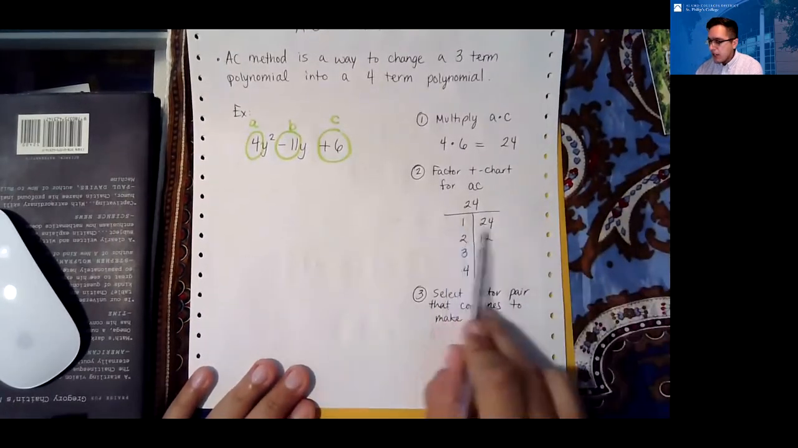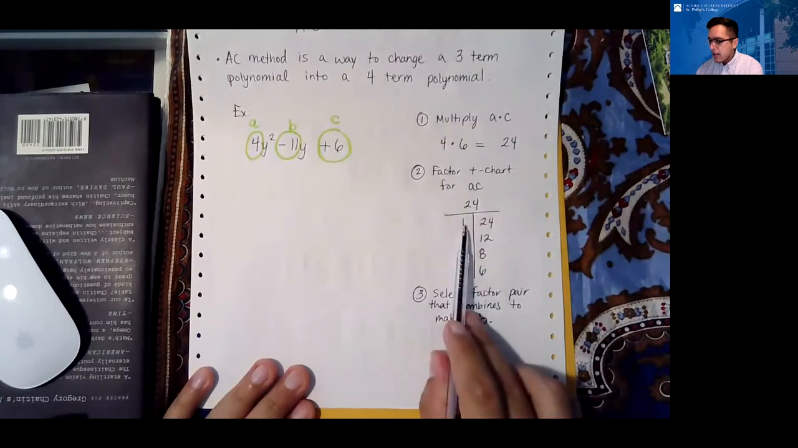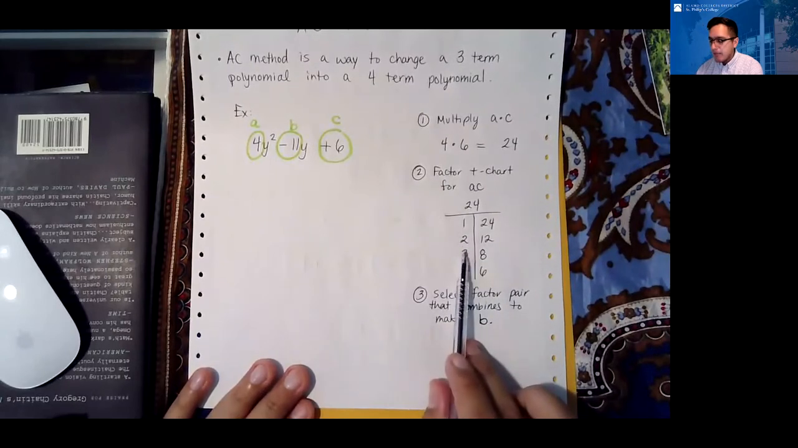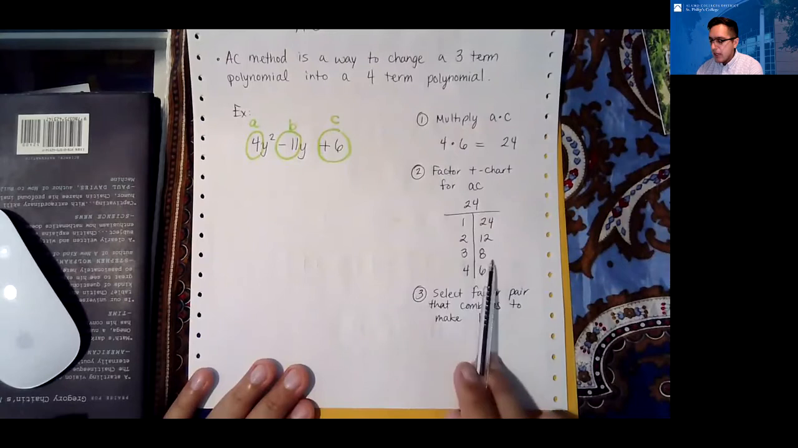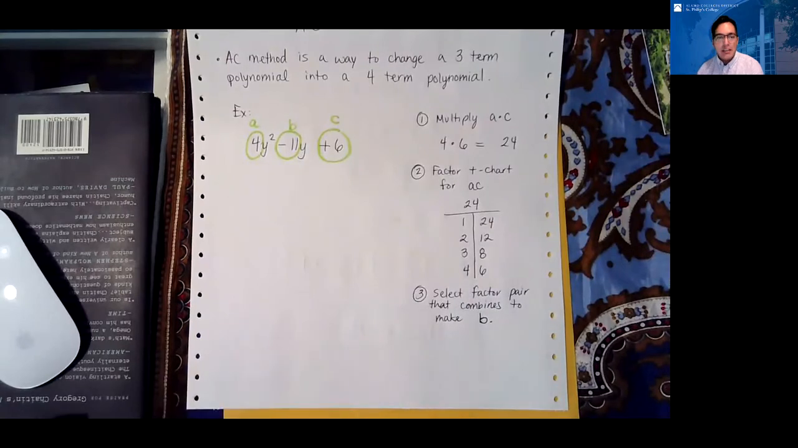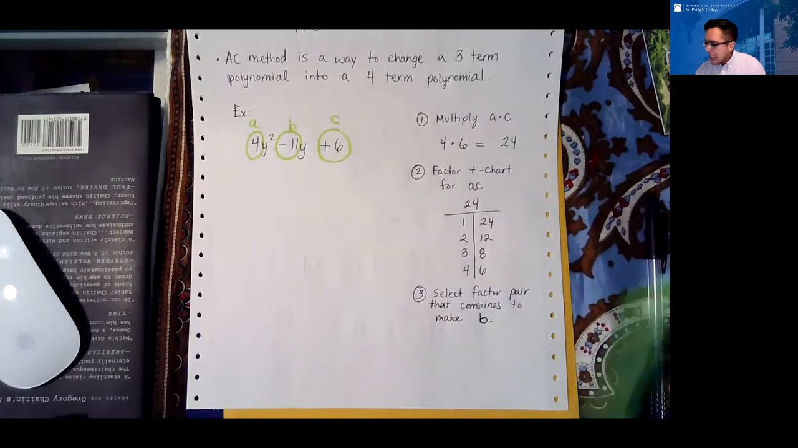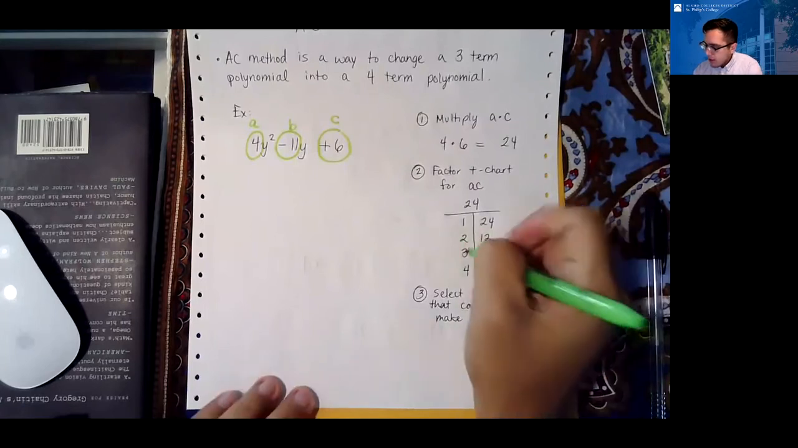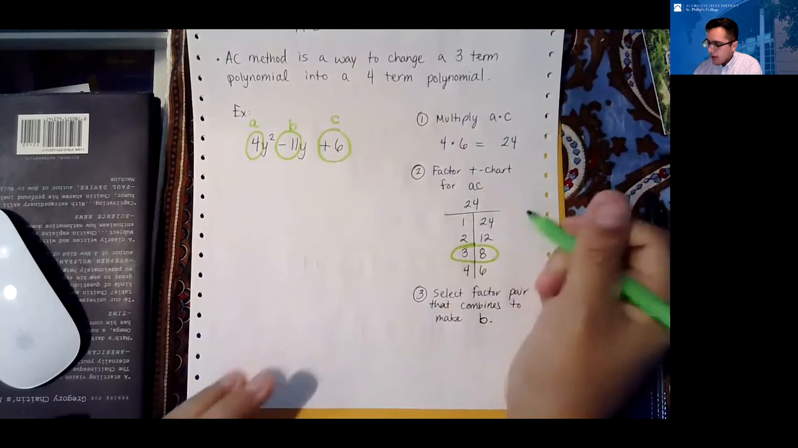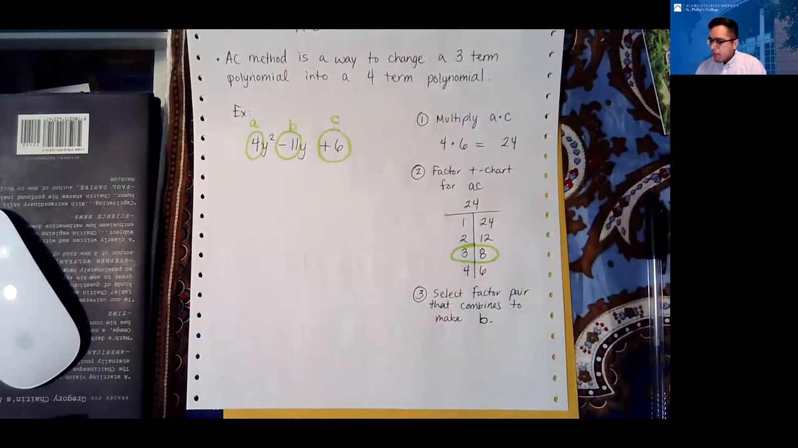So if I look at these factor pairs and I add them up, can any of these pairs add to give me something close to negative 11 or just 11? The 8 and 3. So I'm going to select those. But 3 plus 8 don't make negative 11. They make positive 11. Or do you make them both negative?